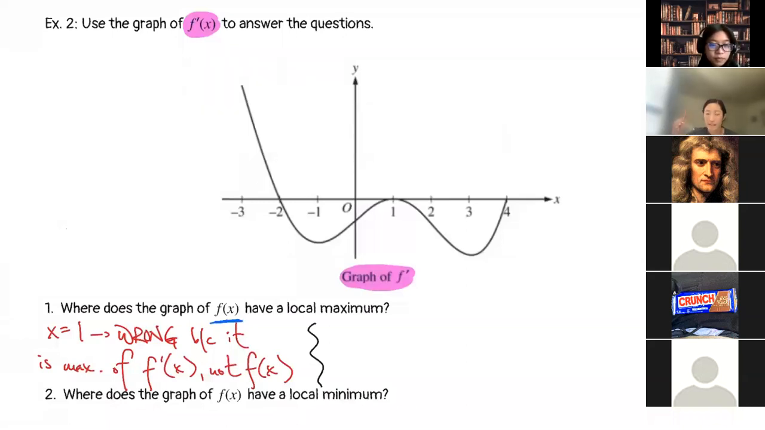All right. Tell me what you know about a local maximum. What are the slopes on either side of that maximum? Like, what's happening?